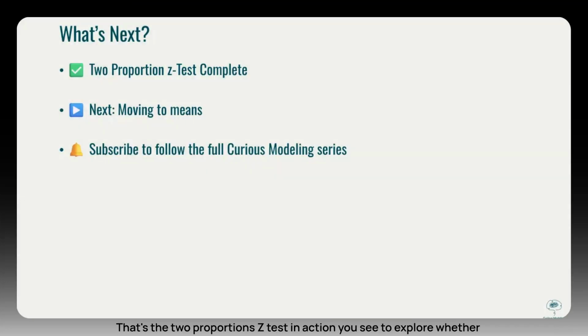That's the two-proportion z-test in action. Use it to explore whether undecided students face a higher risk of academic probation. Next up, we'll look at comparing means instead of proportions using the t-test.